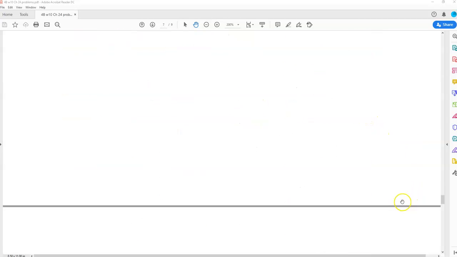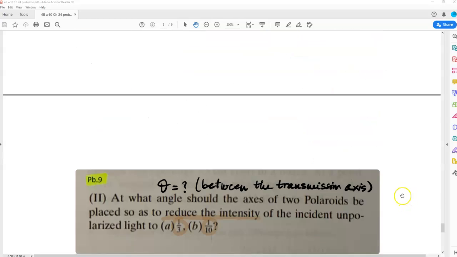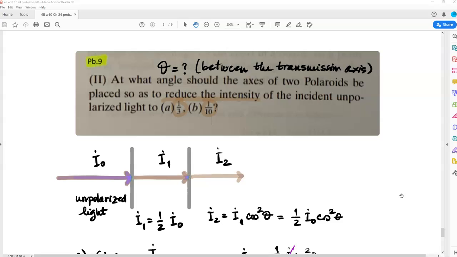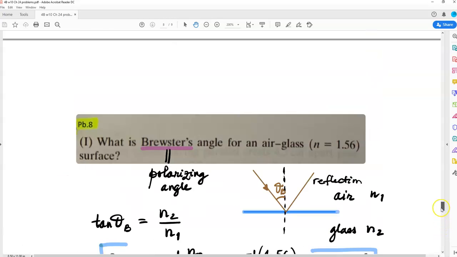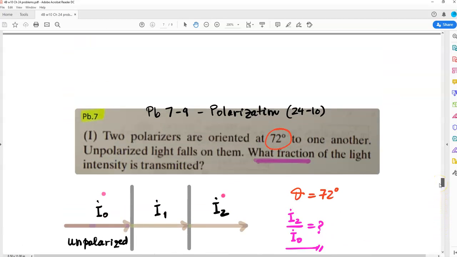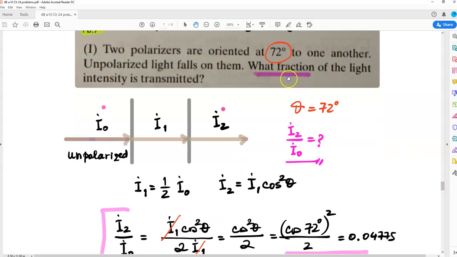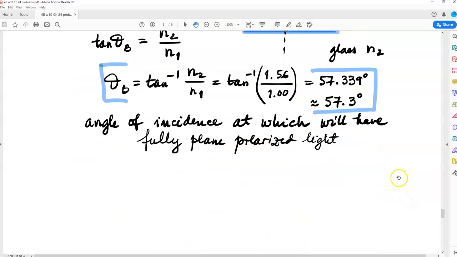Alright, the last problem that we have to deal with is problem 9. They ask at what angle you should place the two axes of two Polaroids, which are nothing else but two of these polarizers, to reduce the intensity of the incident unpolarized light to either 1/3 or 1/10. This is the same as problem 7, except they don't give you the angle, they ask you to calculate it. But the relationship between all of those intensities stays the same. So let's go back and look at it.